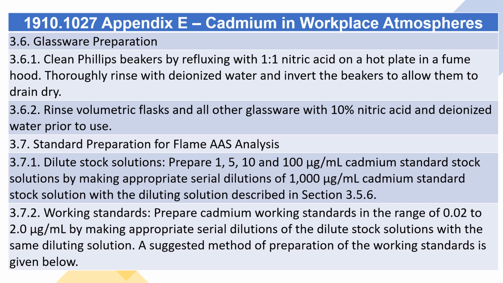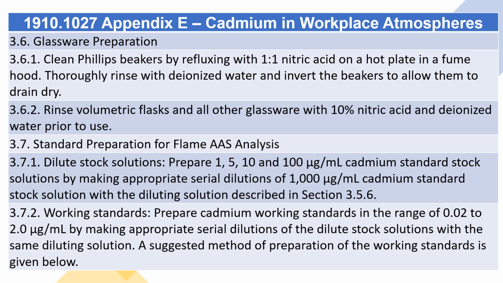3.7. Standard preparation for flame AAS analysis. 3.7.1. Dilute stock solutions. Prepare 1, 5, 10 and 100 µg/ml cadmium standard stock solutions by making appropriate serial dilutions of the 1000 µg/ml cadmium standard stock solution with the diluting solution described in section 3.5.6. 3.7.2. Working standards. Prepare cadmium working standards in the range of 0.02 to 2.0 µg/ml by making appropriate serial dilutions of the dilute stock solutions with the same diluting solution.